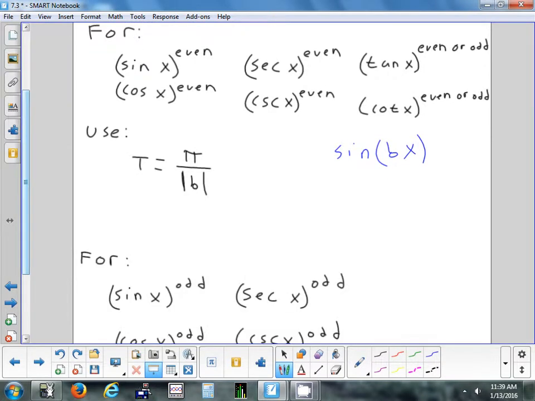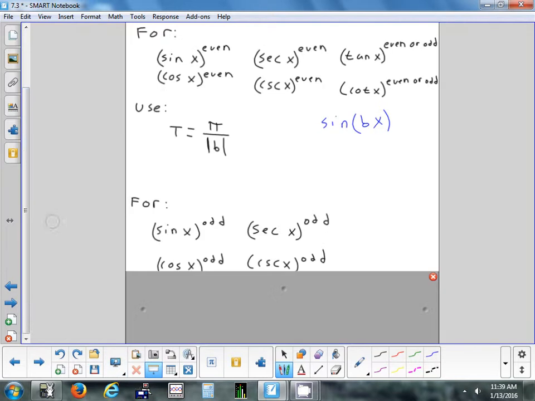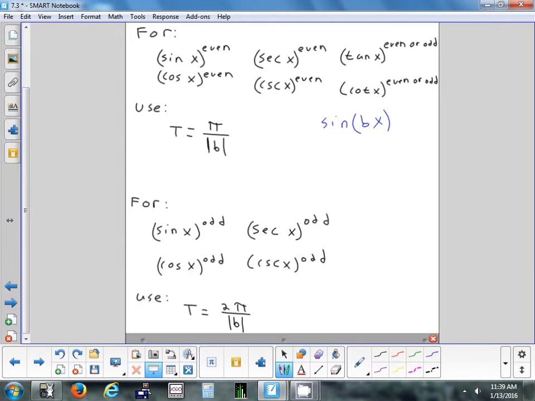The only time you use 2 pi over b is when you have sine, cosine, secant, or cosecant to an odd. If you can just remember the second part, sine, cosine, secant, cosecant to an odd, is this formula. Everything else is pi over b. And of course, we make b positive because we're finding the period. The period is a length of an interval, so it wouldn't make sense to say negative length.